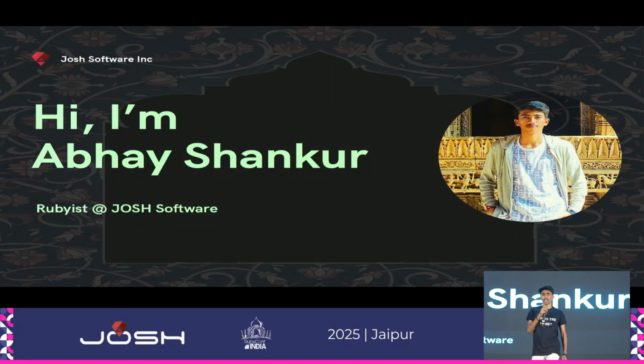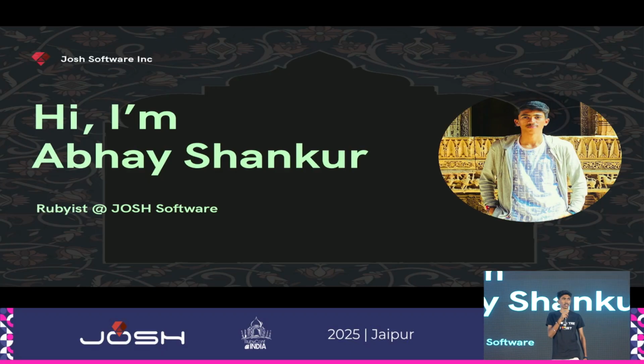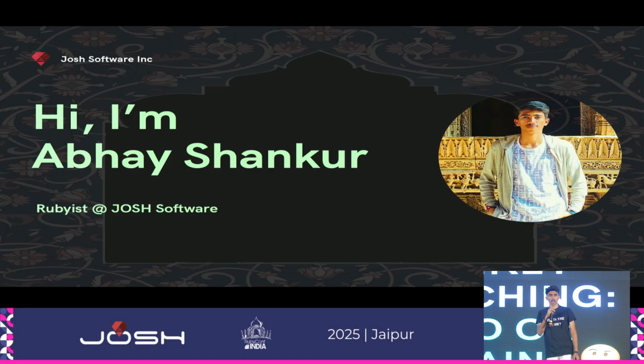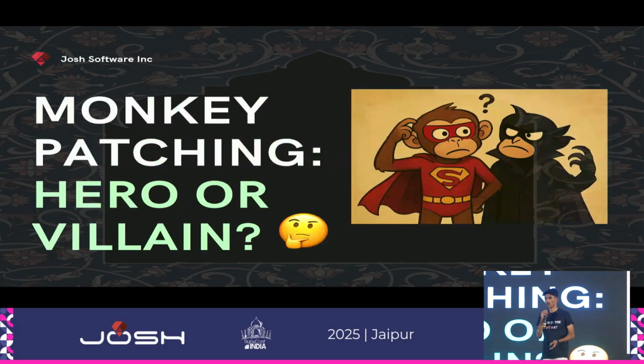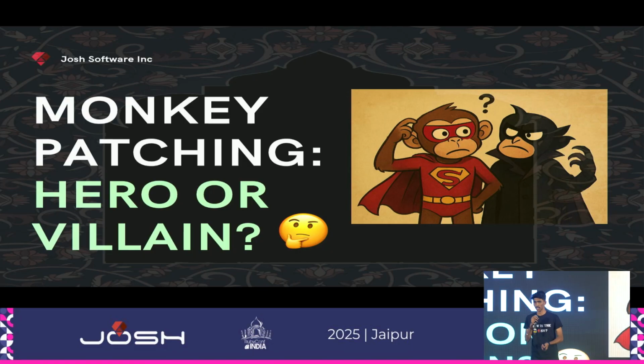So I'm glad that I have started my career with Ruby itself, and since then I'm writing code in Ruby, breaking Ruby, and sometimes fixing by even breaking it even more. So today I'm going to talk about one of the most controversial powers in Ruby, monkey patching. So I have a question for you all. Is monkey patching an ultimate hero move or is it a villain waiting to destroy your app, right?